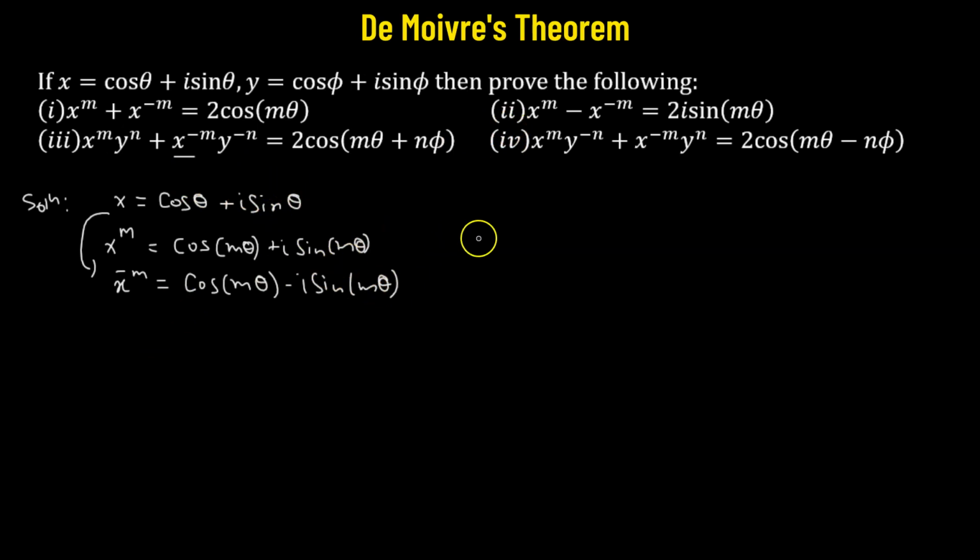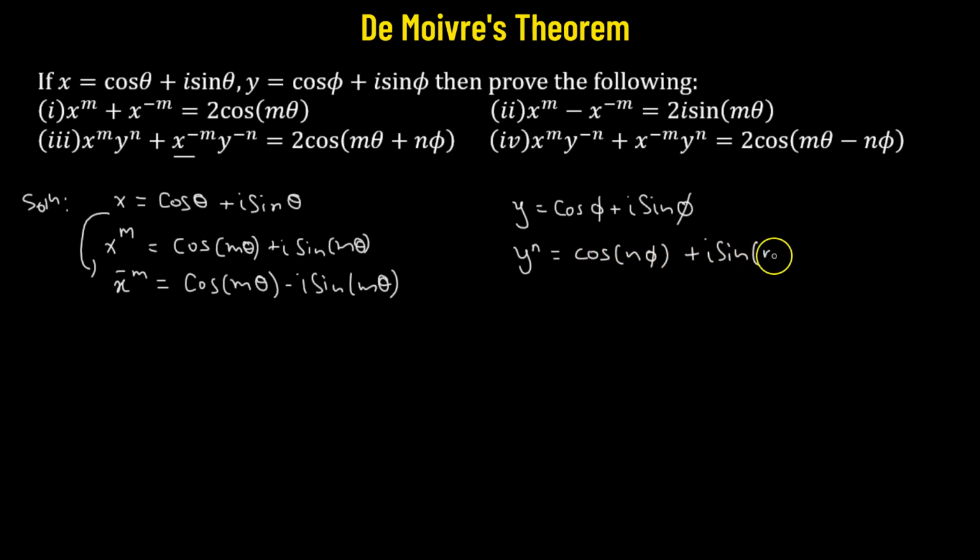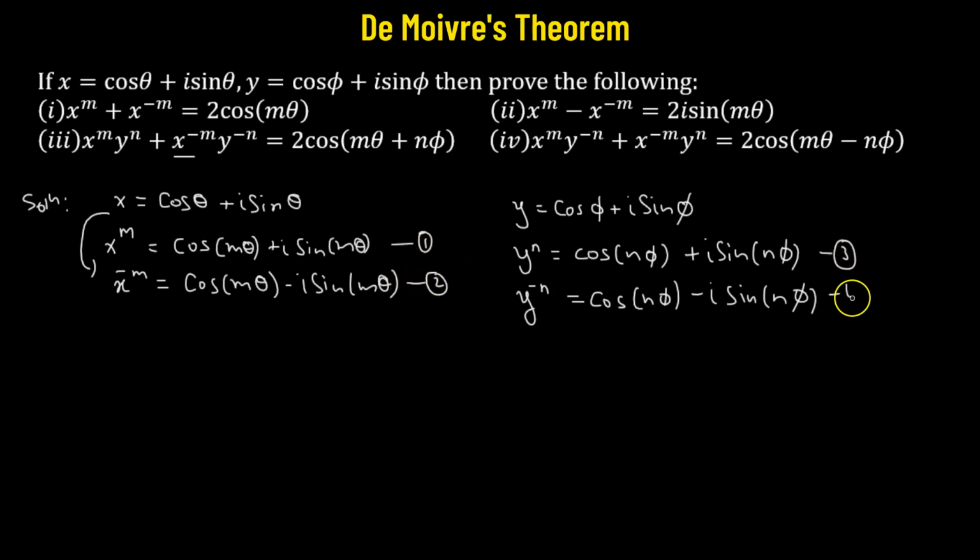Then we will also have y given by cosine of phi plus iota times sine phi. Now when we raise y to the power of n, we have cosine of n phi plus iota times sine of n phi. And y raised to the power of negative n is going to give us cosine of n phi minus iota times sine of n phi. So let's label all of them. We're going to label this as number 1, this is going to be 2, this let it be 3, and this be 4.